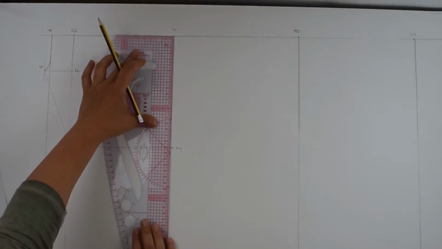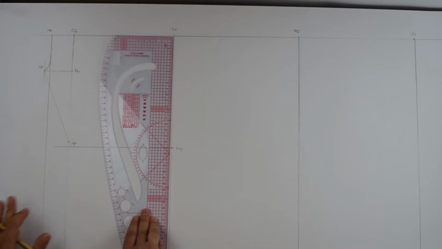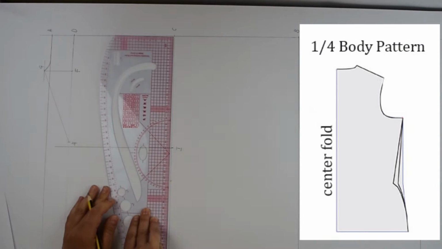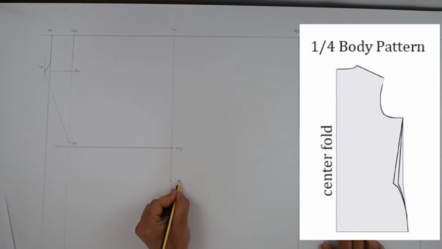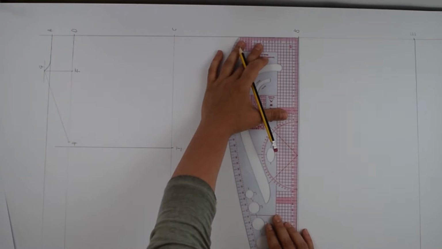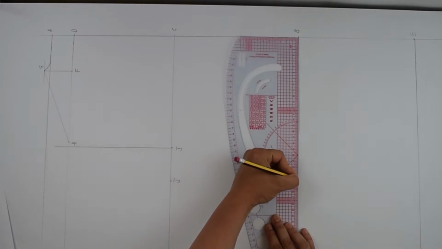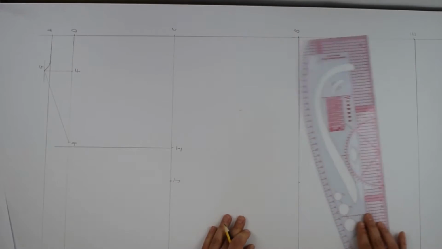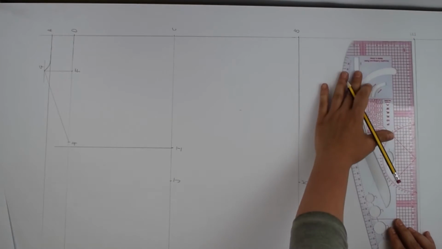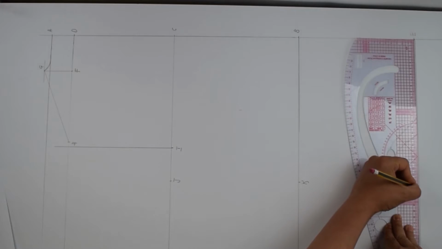Starting from C, measure 1/4 bust measurement along the line and mark point J. We are going to need 1/4 bust because we are drafting 1/4 bodice for the top. It's the same for the waist and hips. We are going to work with 1/4 waist and 1/4 hips measurements. From B to K, apply 1/4 bust measurement once again. Square across from E and measure and mark the hip measurement. Mark point L.